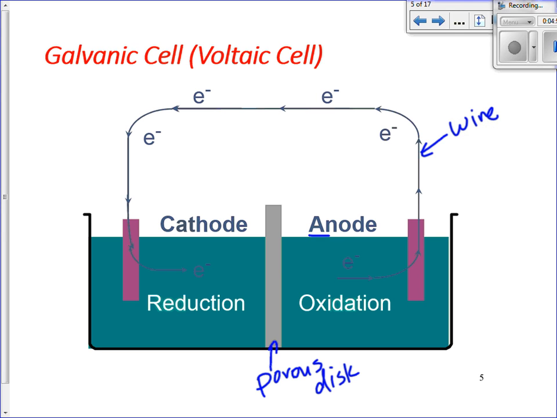Over here is the anode, and that's where the oxidation half reaction takes place. From our previous example, we had Fe2+ going to Fe3+. So in this chamber, in the solution, you have Fe2+ and Fe3+ floating around.